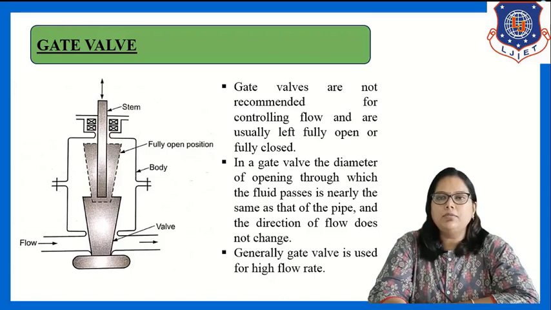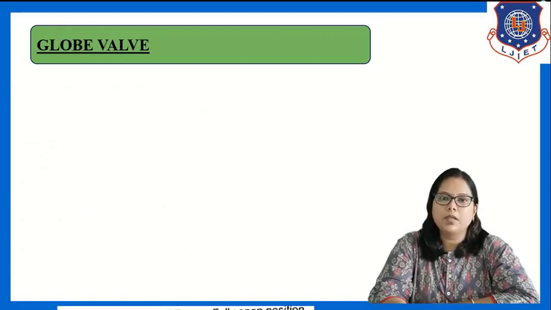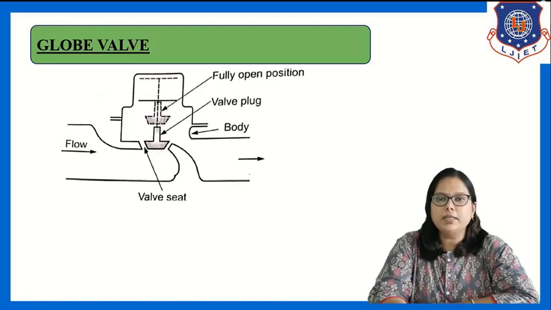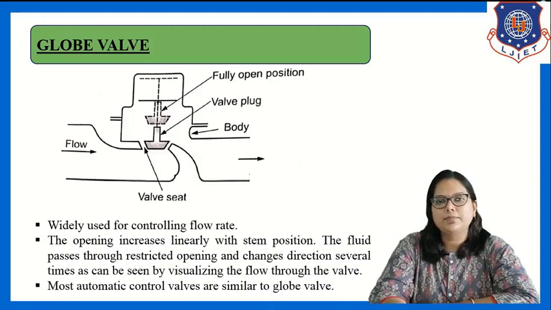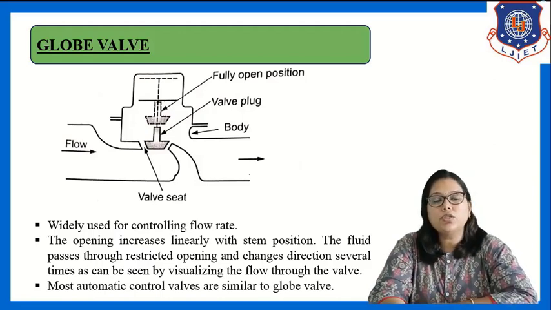Next type of valve is the globe valve. You can see in the figure, it is somewhat similar to gate valve, but in this you can see the stem position. This globe valve is widely used for controlling the flow rate, opposite to the gate valve. Gate valve is not used for controlling the flow, it is used to stop the flow. While the globe valve is widely used for controlling the flow rate of the fluid.